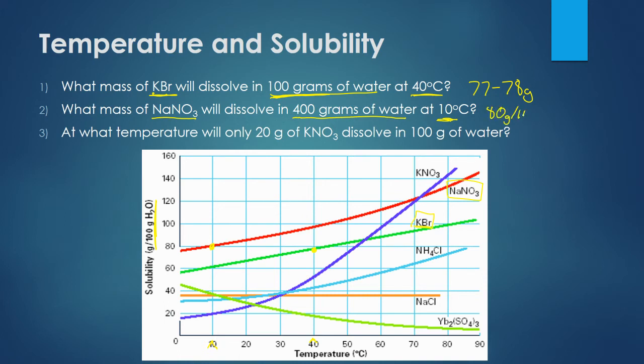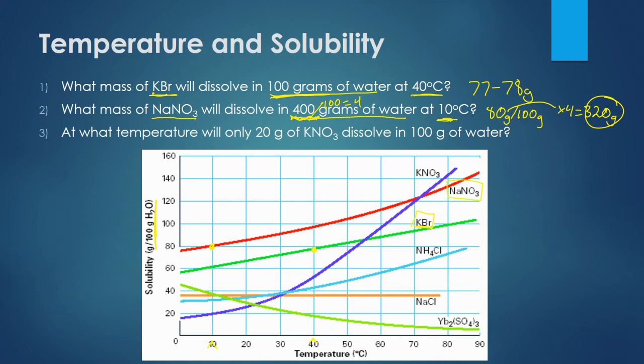But that's for the 100 grams. It's asking us to find for 400. So what we have to do is figure out how many times 100 goes into 400. I divide 400 by 100, which gives me 4. So I need to take that 80 and multiply it by 4, which gives us 320 grams. That's the amount that will dissolve in 400 grams of water.